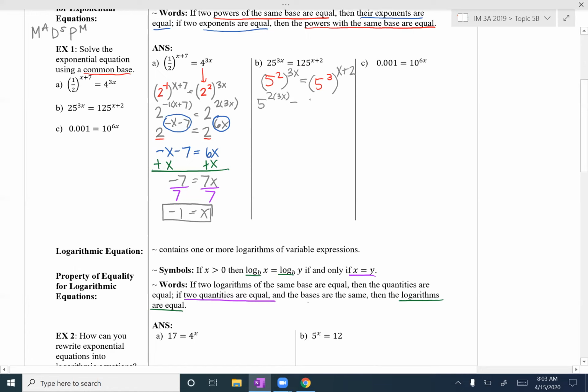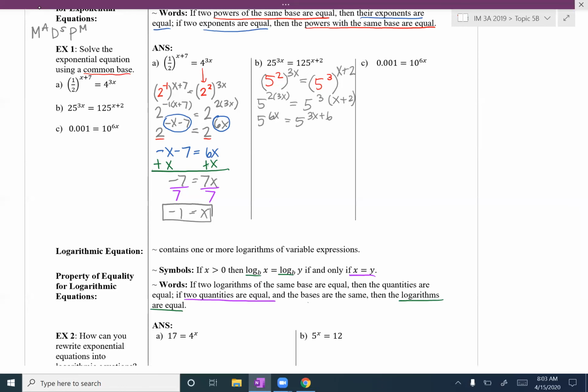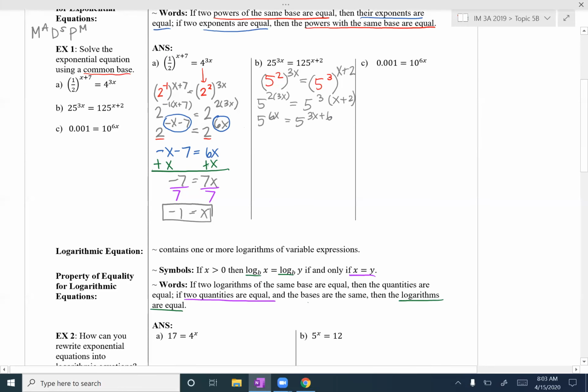is equal to 5 to the 3 times x plus 2 power. So what that means is that we really have 5 to the 6x is equal to 5 to the 3x plus 6 power. And so now that we have those matching 5s as our bases, we can just write the exponents. So 6x must equal 3x plus 6.